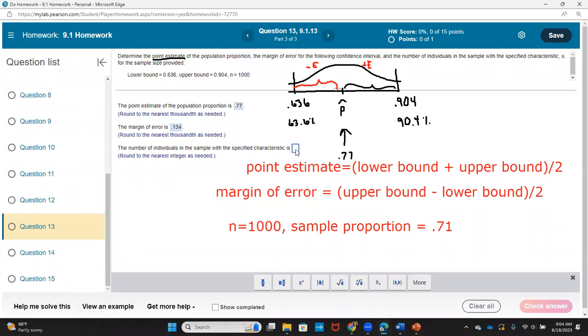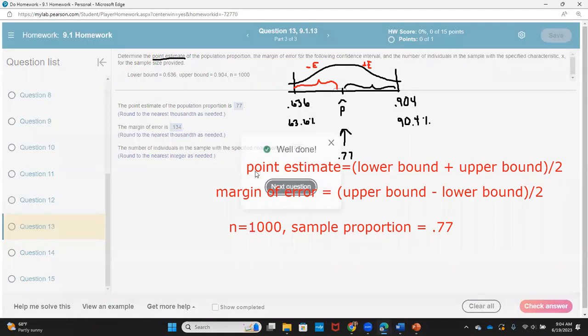If we know the sample is 1,000 people and we know the proportion of that sample, oops, sorry, I wrote 0.71 instead of 0.77, is 0.77, right? Does it make sense that we just need to find what 77% of 1,000 is? We can just multiply 1,000 by 0.77, right? Does that make sense? So for this last question that they want us to fill in, 0.77 times 1,000 would be 770. Okay, so I hope that made sense.